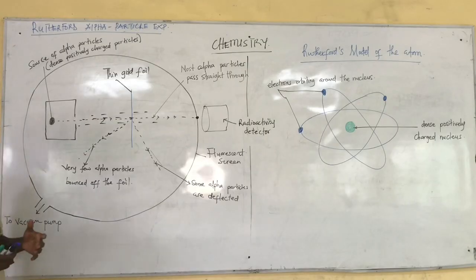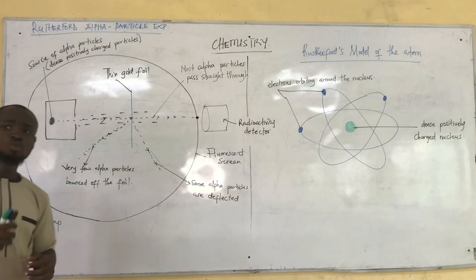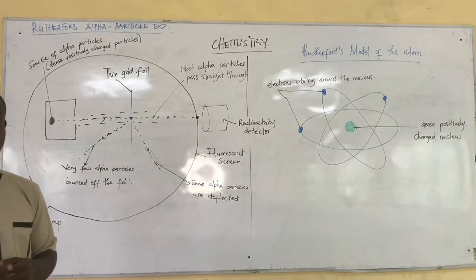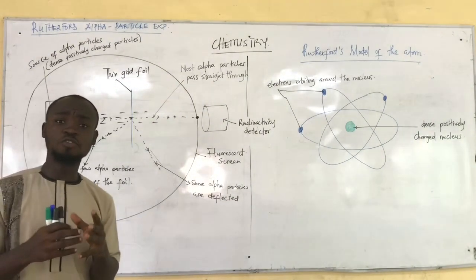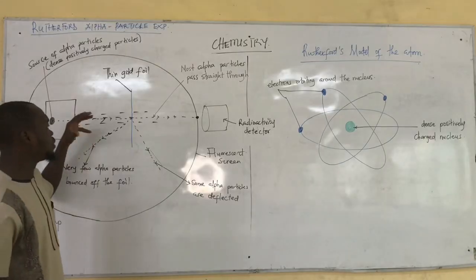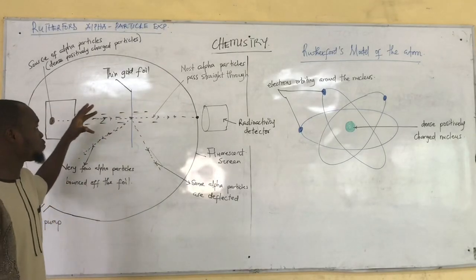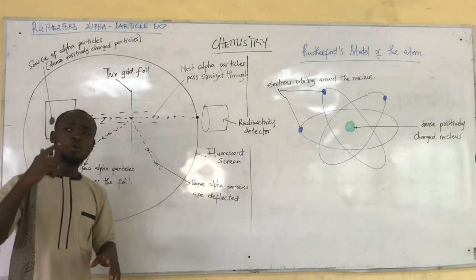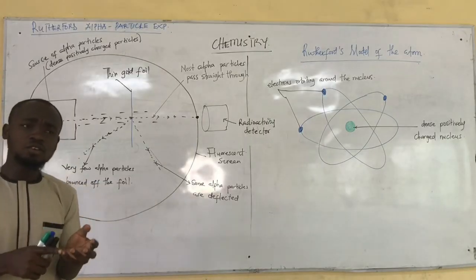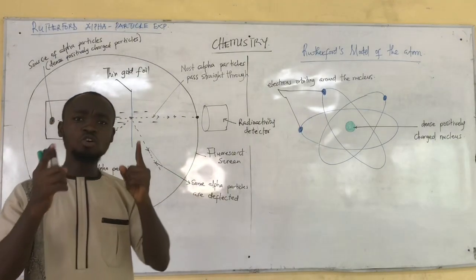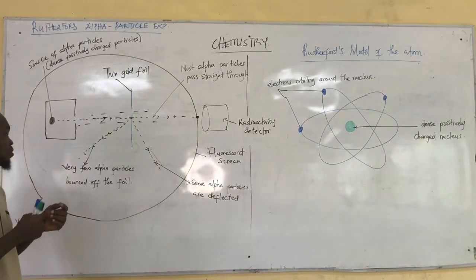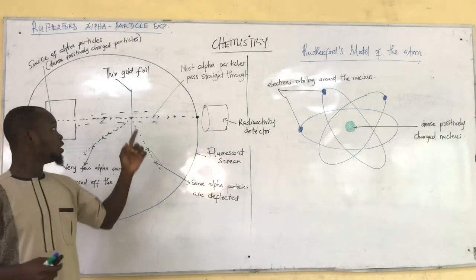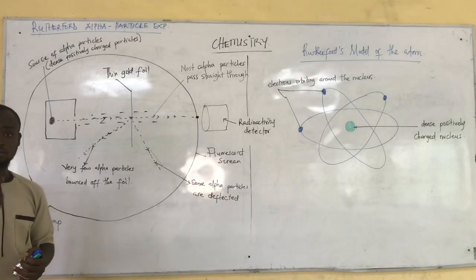Now, what is the interpretation of these observations? Rutherford had to come in and reason to explain these basic observations. Why is it that most of the alpha particles were moving through the thin gold foil without any deflection? Why is it that some alpha particles were deflected? And also, why was it that a very few alpha particles bounced backwards off the gold foil?